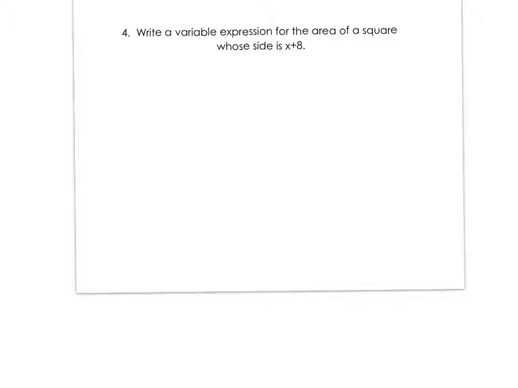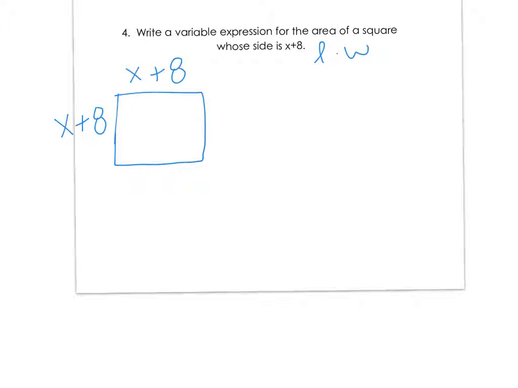Number 4, write a variable expression for the area of a square whose side is x plus 8. So I'm going to go ahead and draw a square. And I know each side of a square is the same. So if I want to now find area, length times width, I know that x plus 8 is the dimensions for both the length and width. So I'm going to go ahead and multiply those together.